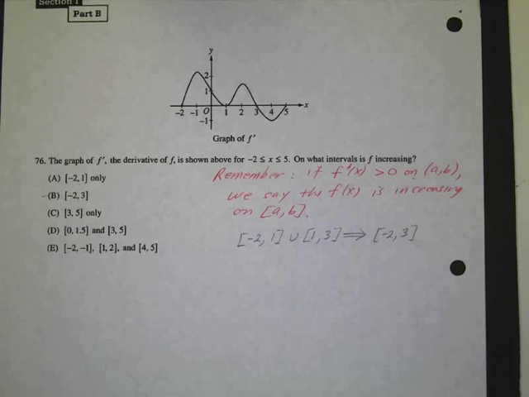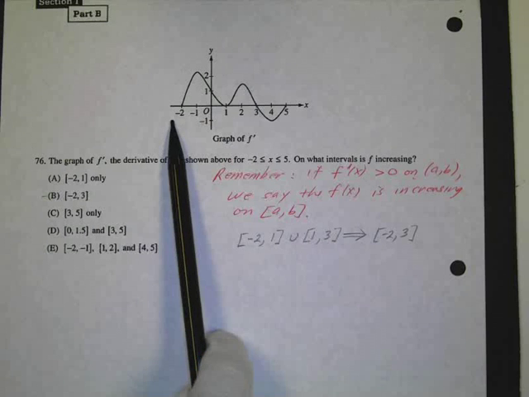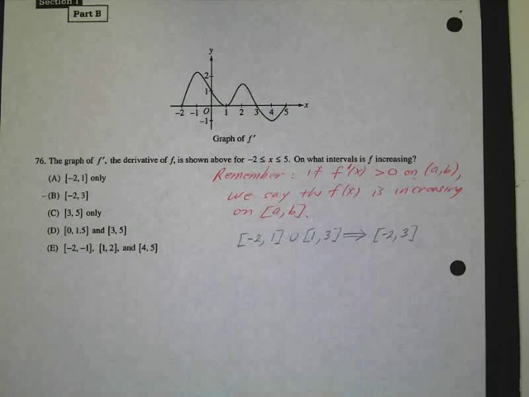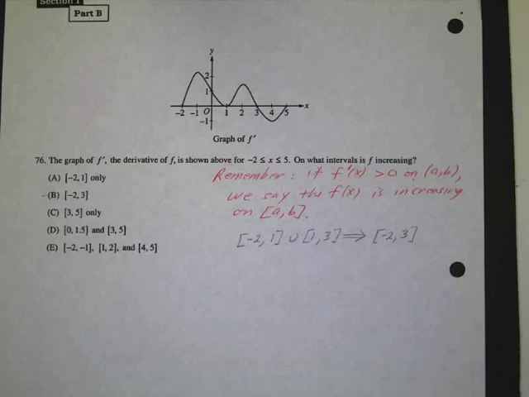Okay, these are the 2008 multiple choice AB test, part B, starting with calculator problems. You may use a calculator on some of these, but again, some you don't. And number 76: the graph of f prime, the derivative, is shown for the interval from -2 to 5. What intervals is f increasing?